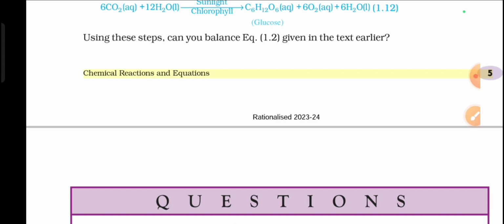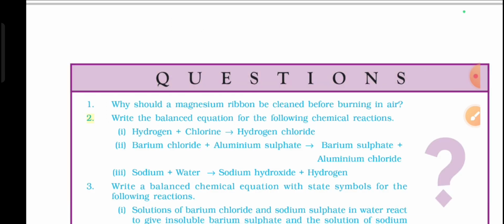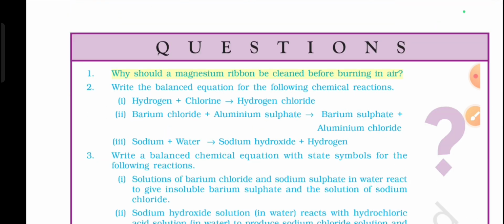Questions. 1. Why should a magnesium ribbon be cleaned before burning in air? 2. Write the balanced equation for the following chemical reactions. (i) Hydrogen plus chlorine → hydrogen chloride. (ii) Barium chloride plus aluminium sulfate → barium sulfate plus aluminium chloride. (iii) Sodium plus water → sodium hydroxide plus hydrogen.